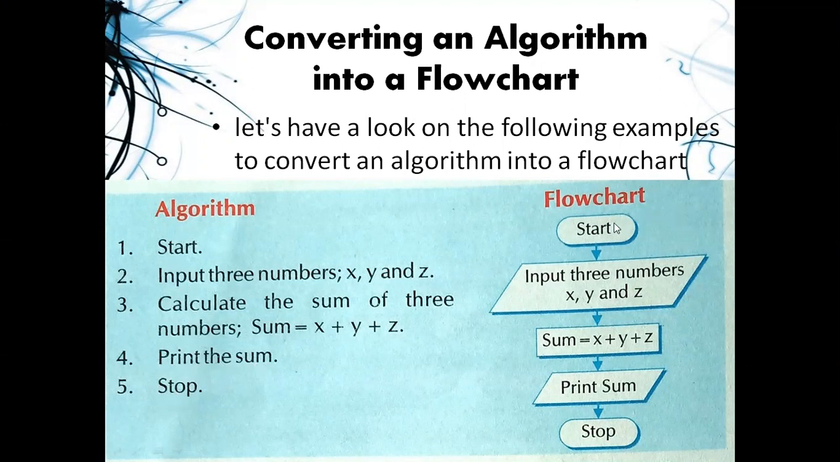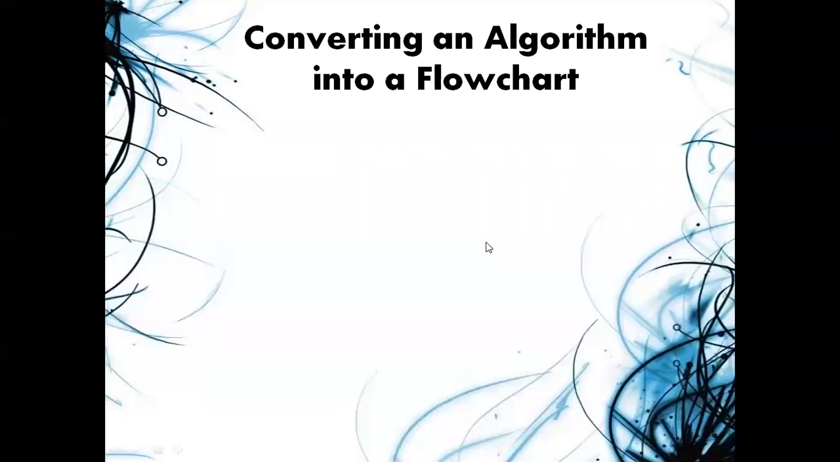So let's see the flowchart of this. Here it starts with the help of the start and stop box. This is an input box. So here we have given input three numbers x, y, and z. Then this is a process box. The rectangle box is a process box. Here it will do the sum. Again, here is the input and output box used for the next step, print sum, and here it gets stop. So this is one example you can go through from your books.